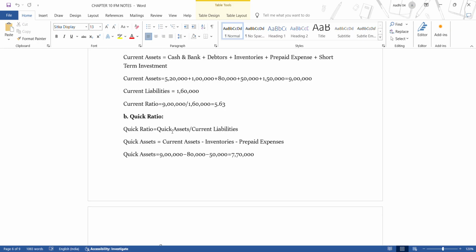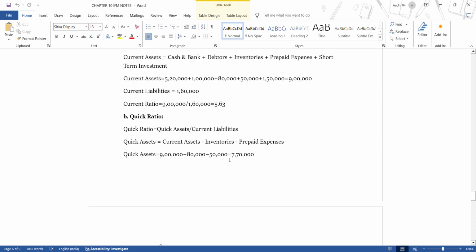Quick ratio is quick assets by current liabilities. Now what are the quick assets? Quick assets means all your current assets except inventories and prepaid expenses. Now you already have 9 lakh as the total of your current assets, isn't it? From this 9 lakh, all you have to do is subtract the amount of inventories and prepaid expenses.